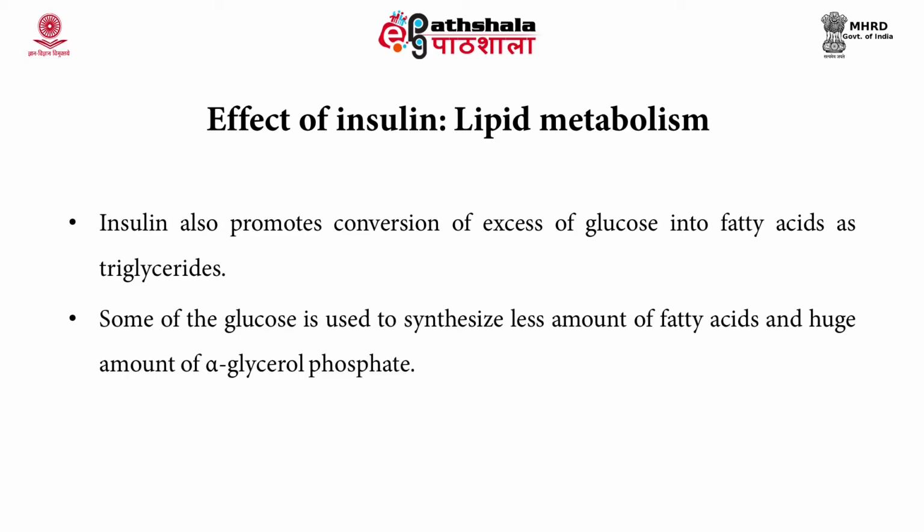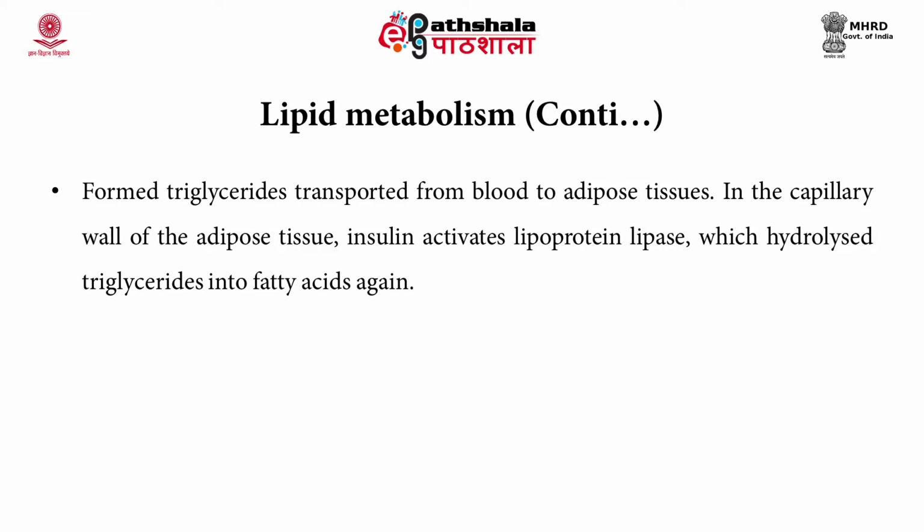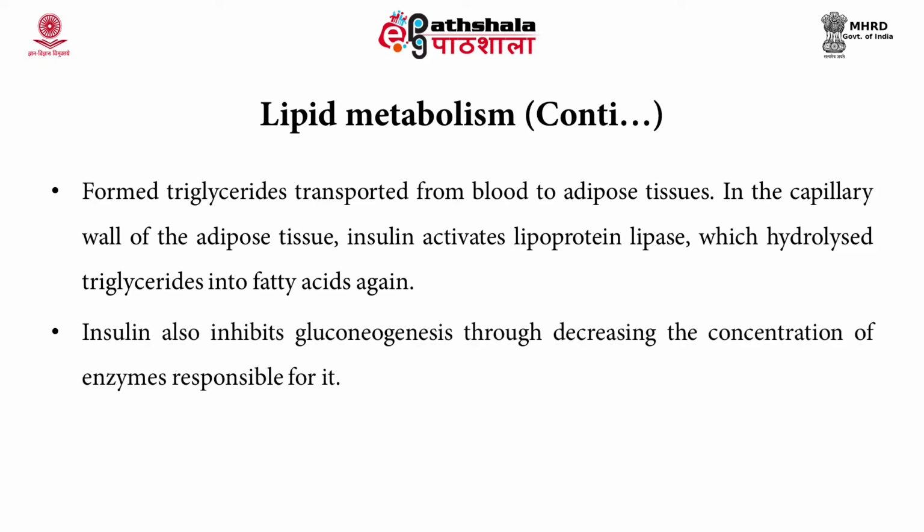Some of the glucose is used for synthesis of a lesser amount of fatty acids and a huge amount of alpha glycerol phosphate. Alpha glycerol phosphate combines with fatty acid to form triglycerides in the liver cells. The triglyceride is transported from blood to adipose tissue. In the capillary wall of the adipose tissue, insulin activates lipoprotein lipase, which hydrolyzes triglycerides into fatty acid again. It also inhibits gluconeogenesis by decreasing the concentration of the enzyme responsible for it.